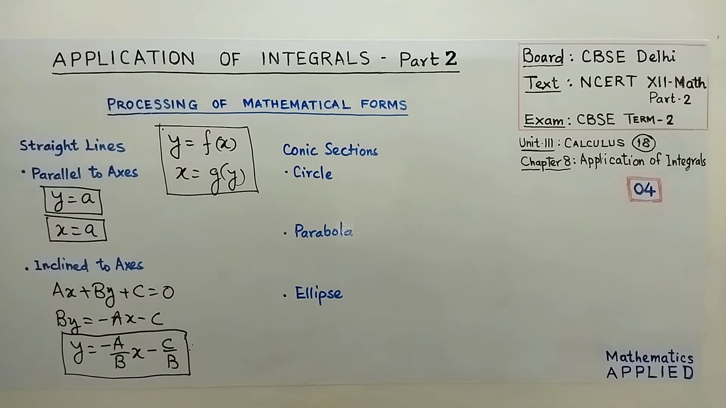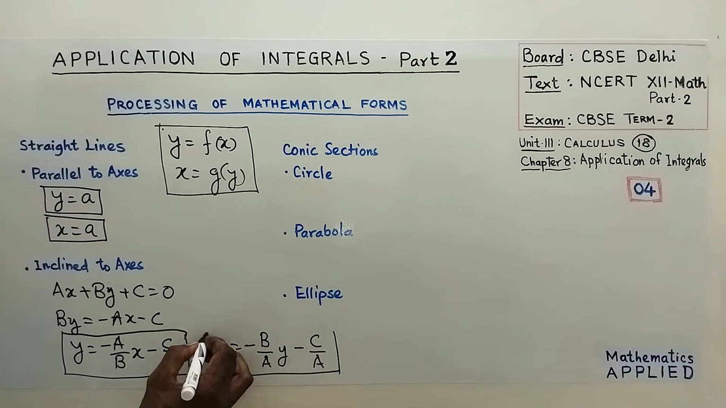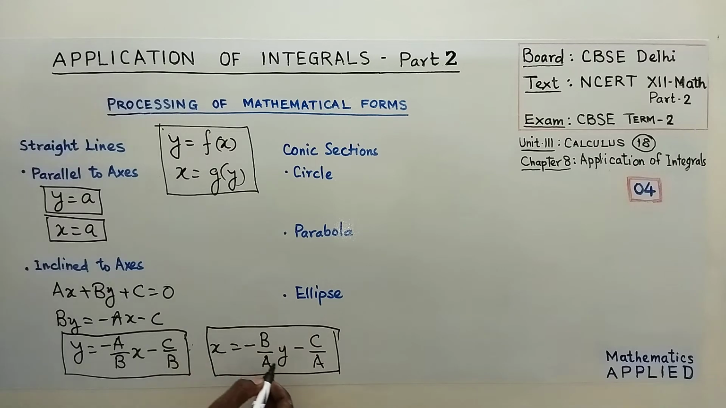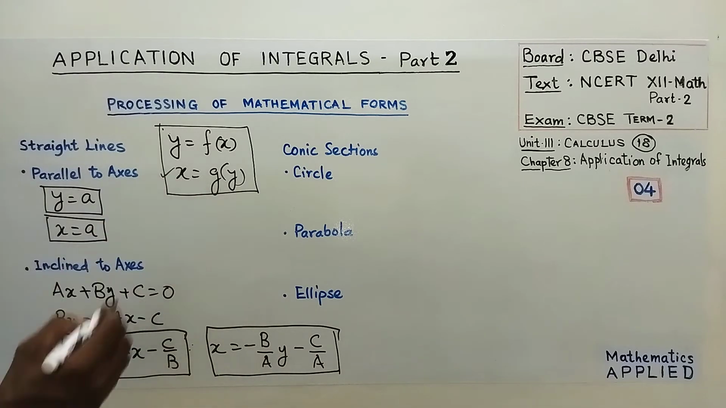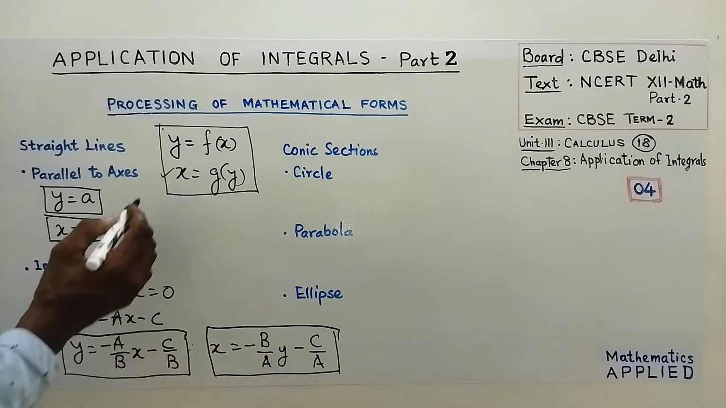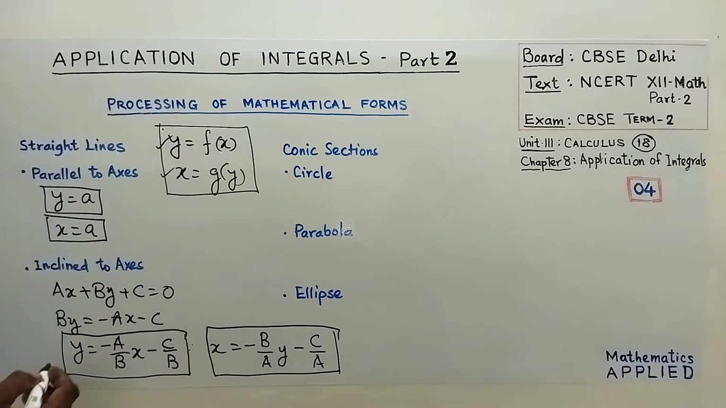Then my next one: if I convert this into x, I will write directly x equals minus b by a y minus c by a. You see, this is x in terms of y. So this is done for this, and for the other one y equals f(x). This is the processed mathematical form.